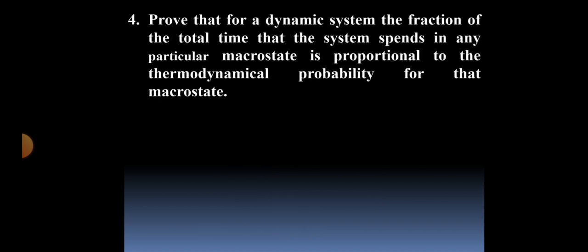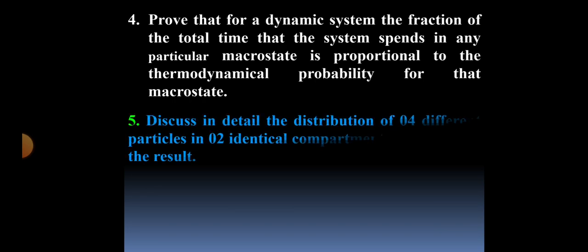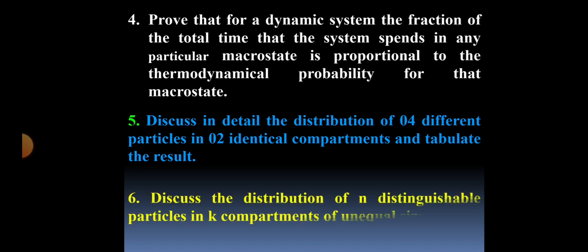Question number 4 is, prove that for a dynamic system, the fraction of the total time that the system spends in any particular macrostate is proportional to the thermodynamical probability for that macrostate. Next question is, we have taken this question earlier also. Question number 6 is, discuss the distribution of n distinguishable particles in k compartments of unequal size.